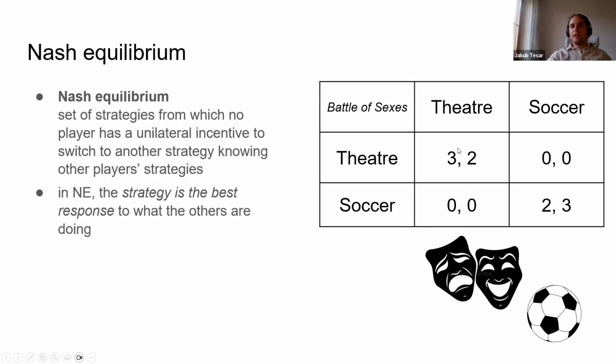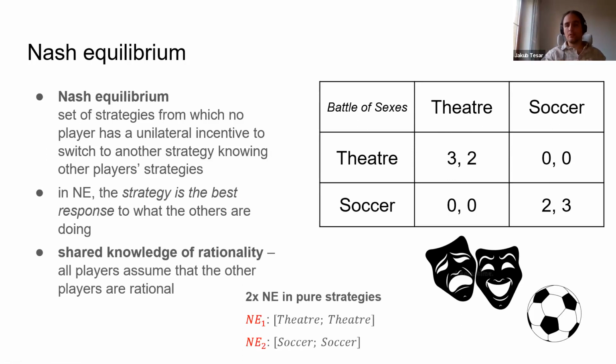And similarly, if I go to the theater, the best response for the other player is to go to the theater. So it's a mutual best response. What is the best response for me is the best response for the other. So we would say that theater, theater, the combination of strategies, is one of the Nash equilibria of the game. Obviously, you can possibly see that there is another Nash equilibrium, which is soccer and soccer.